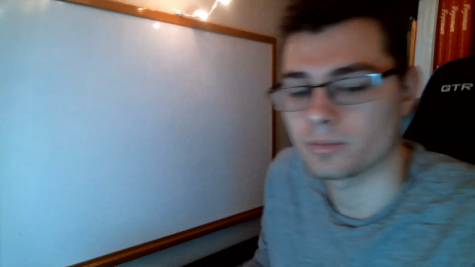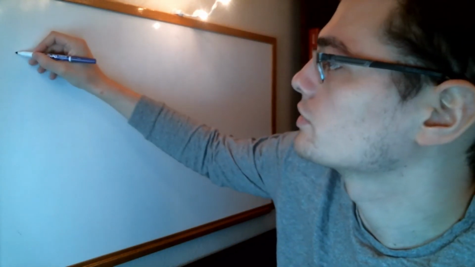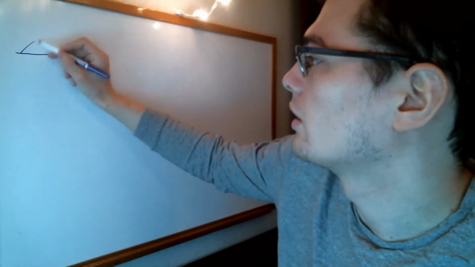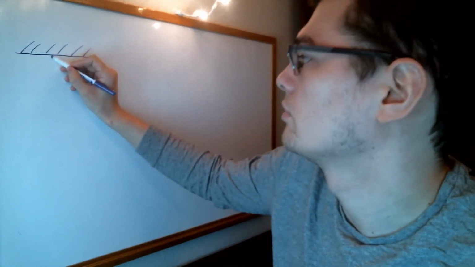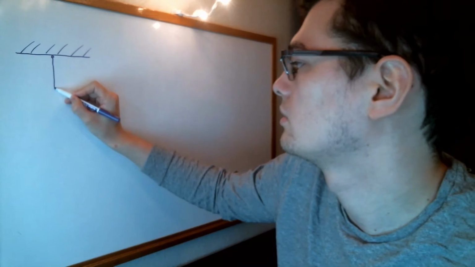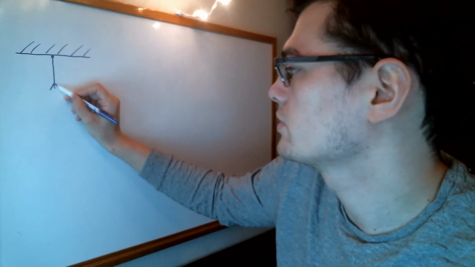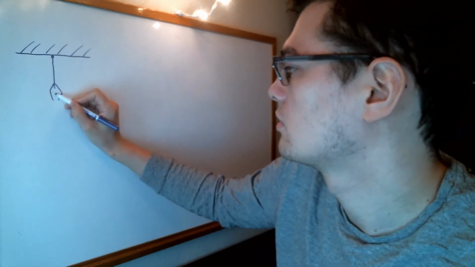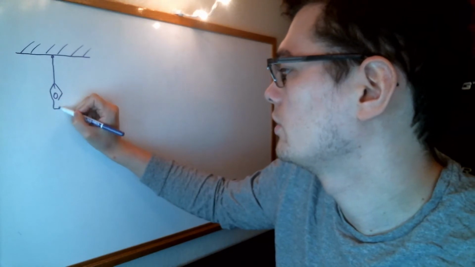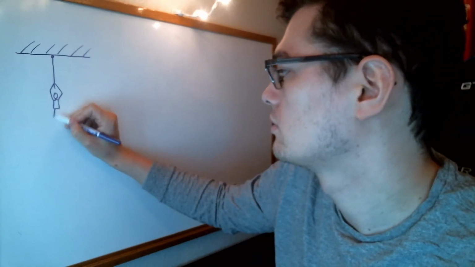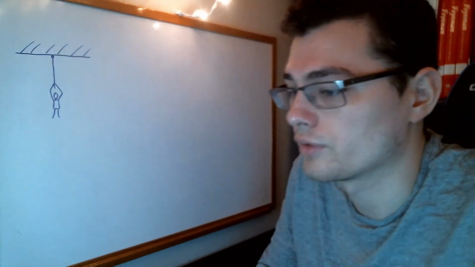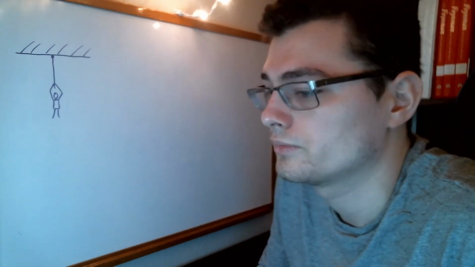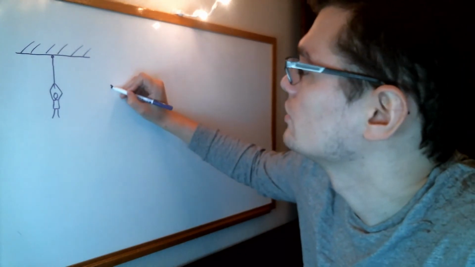Okay, so next up, class, we're going to do a couple examples. So in this first example in the book, we have a ceiling here, and we have a rope attached to the ceiling here, and we have a person holding on to it. And so first thing we got to do is draw a free body diagram for this.